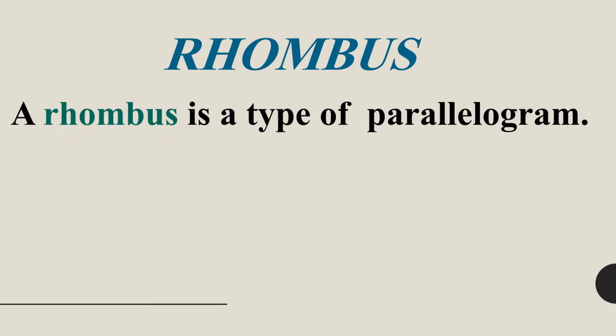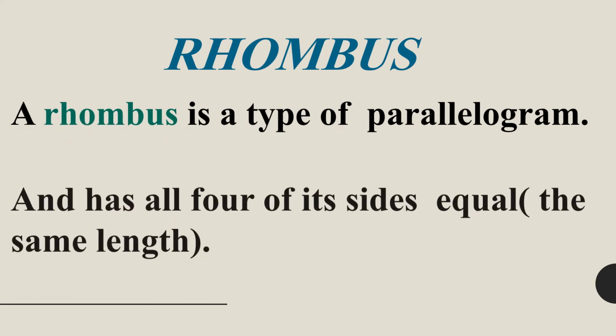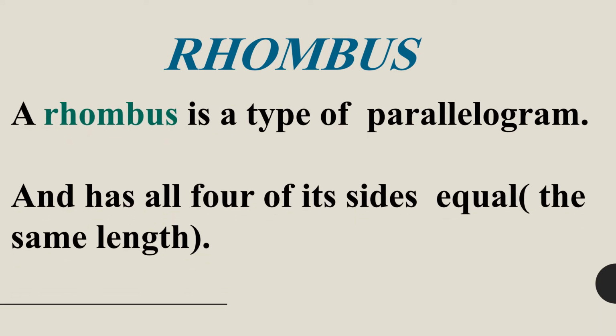Let's know about the next quadrilateral, which is rhombus. A rhombus is a type of parallelogram which has all four sides of equal length. Now let's see some examples for rhombus.